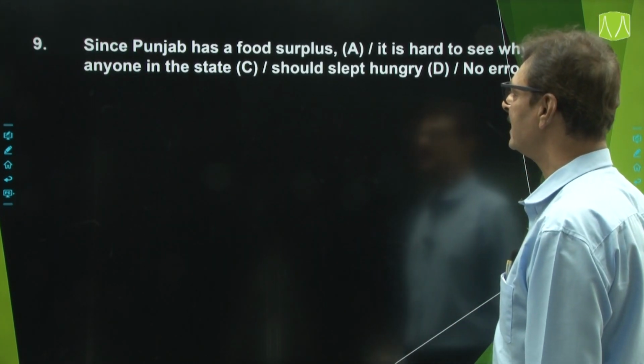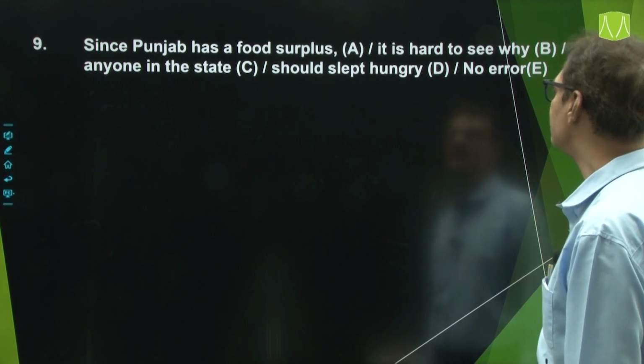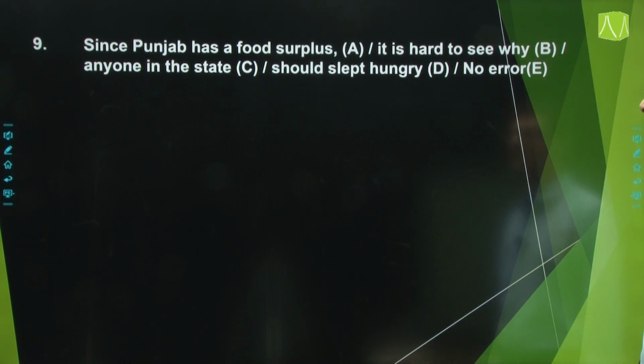Next example. Since Punjab has a food surplus, it is hard to see why anyone in the state should slept hungry.